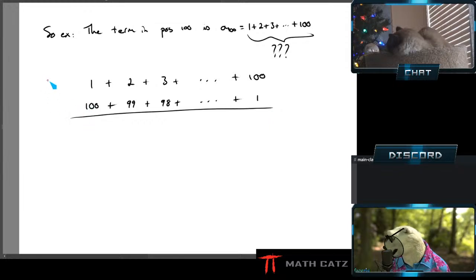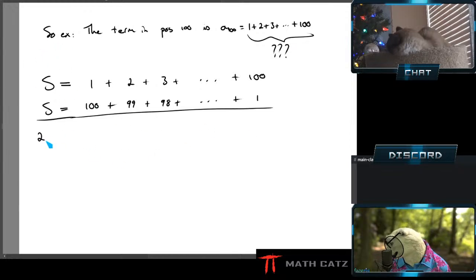Now, I'm ultimately trying to count this. Let's call it S for sum. The sum of these numbers is what I am looking for. Writing them in reverse is the same collection of numbers that I'm adding. So that's also S. So now I'm going to add all of these together.